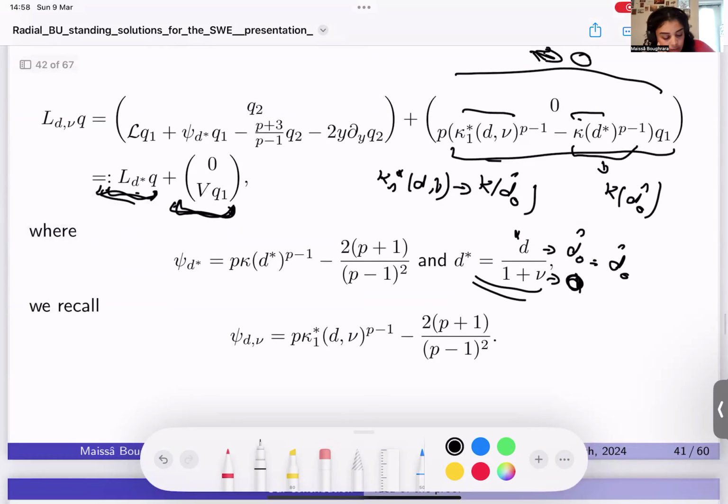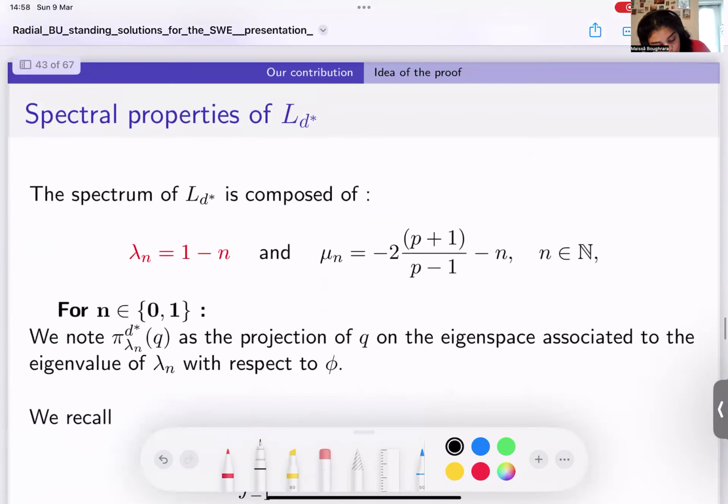Now when we study this operator, it is the same as studying this operator. So the spectrum of this operator is composed of lambda n, which is equal to 1 minus n, and mu n, which is given by the following. These eigenvalues are negative, completely negative. If we want Q to decrease to 0 at an exponential speed, then having negative eigenvalues will give us this decaying.